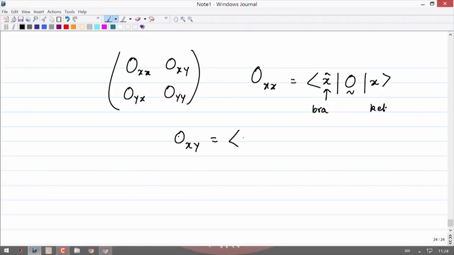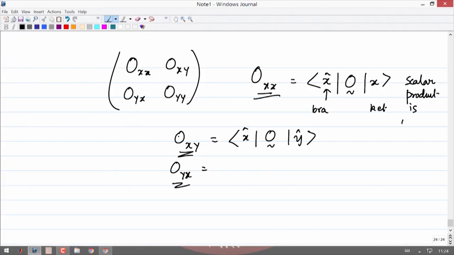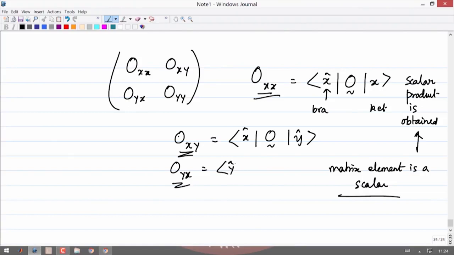It is easy for you to verify that this is x, the operator O, times the vector y, and Oyx a scalar. Please remember, these are all numbers or scalars. The entities inside here are vectors or operators such that a scalar product is obtained. Therefore, the matrix element is a scalar. So, Oyx, if you continue, will be y O x, and likewise Oyy as a scalar, if you continue, is y, the operator O, and the vector y.